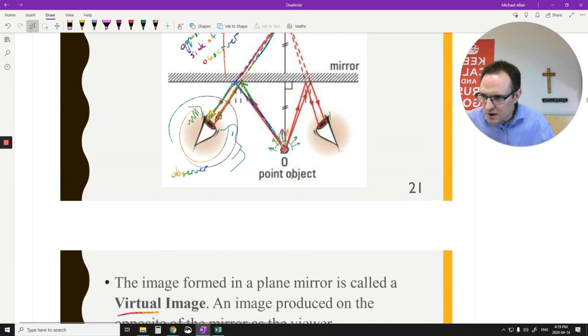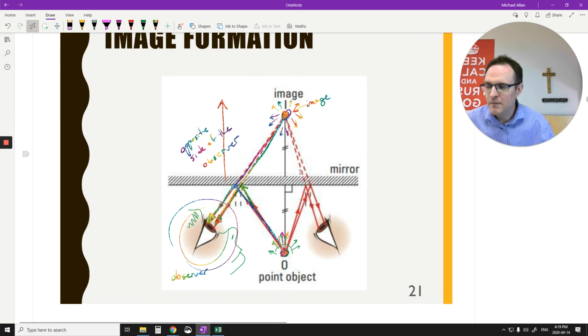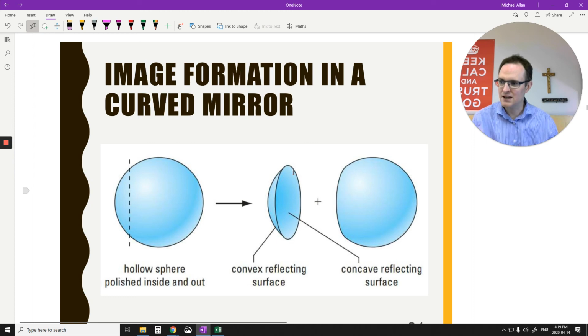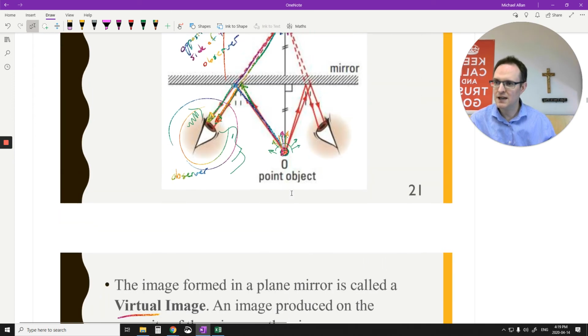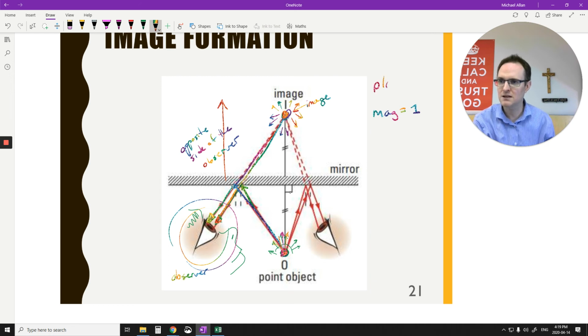Now, if I go back to the plane mirror, it has very specific characteristics. This is a plane mirror because it's just a flat mirror. So we're going to be talking about concave and convex mirrors, these kind of curved mirrors. But for a plane mirror, it has some very specific characteristics. So we could say that here, the magnification of this is equal to 1. This is for a plane mirror.